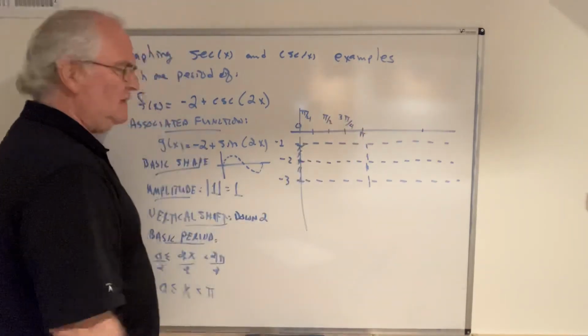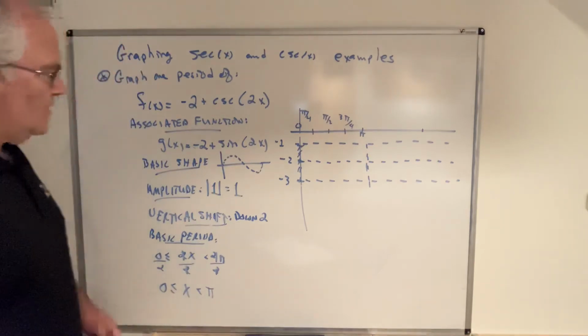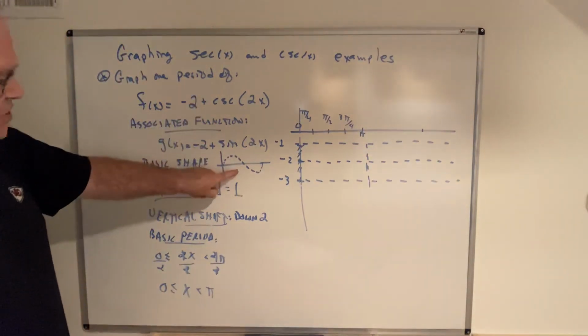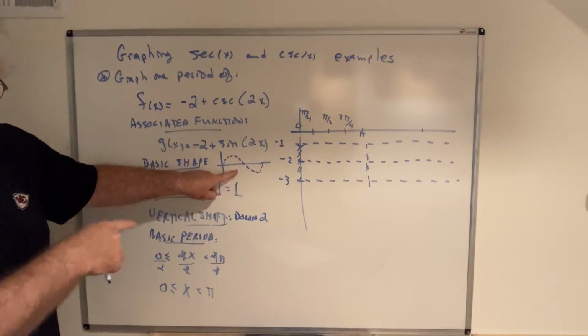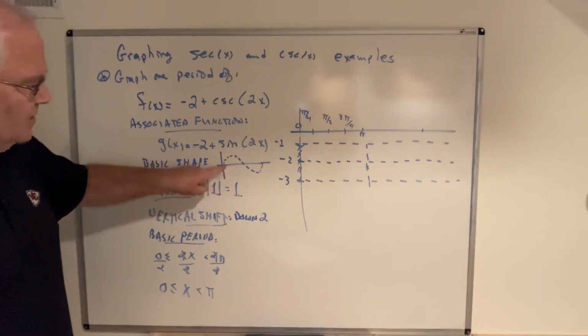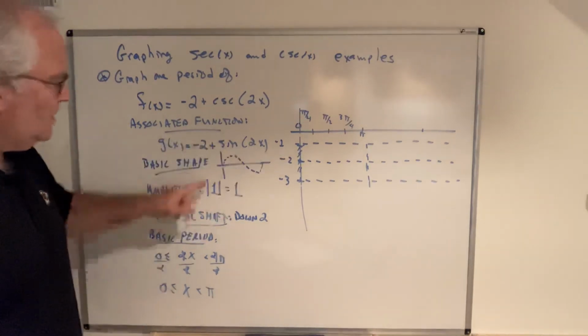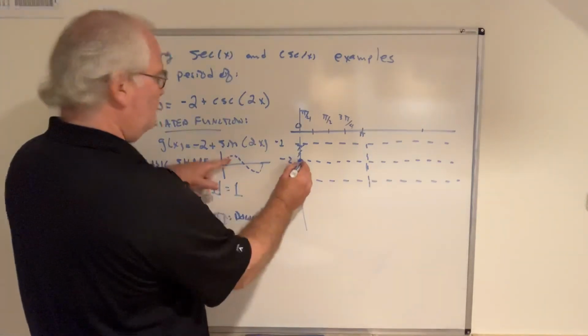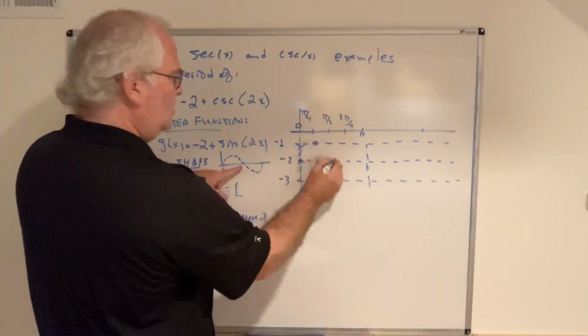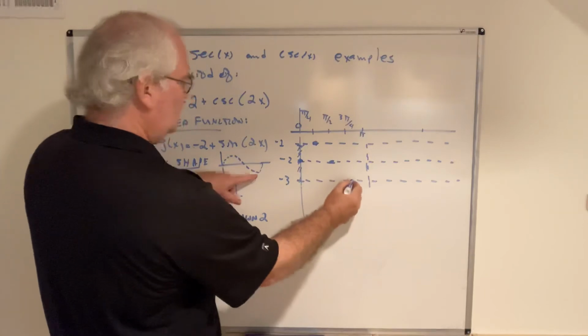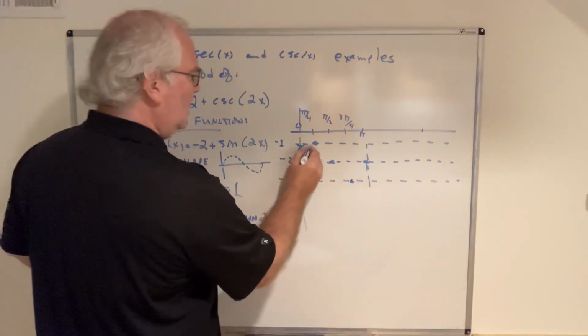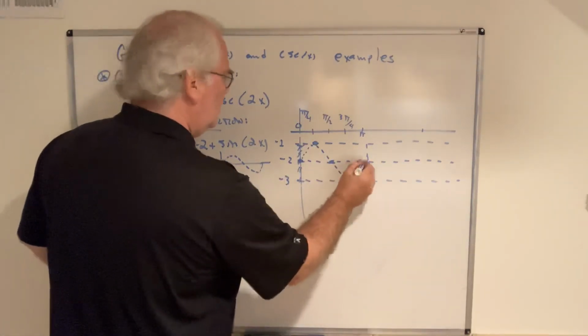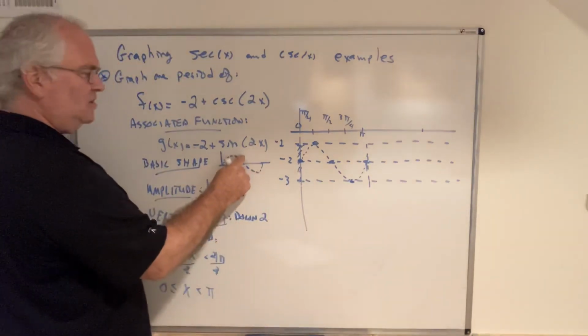Right? Easy money. So now I need to take this basic shape, dotted line, see my reminder? Dotted line, sketch in those 5 basic points. Node, peak, node, trough, node, dotted line. See how the dotted line helps with the associated function?